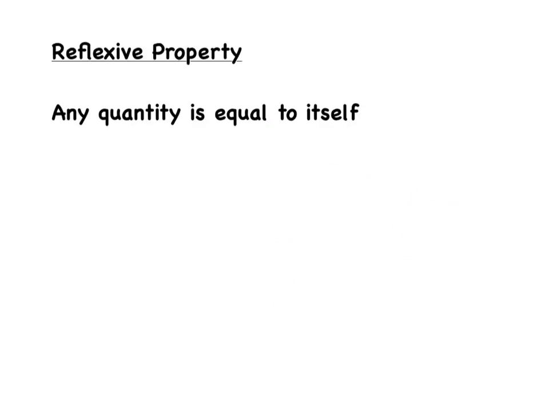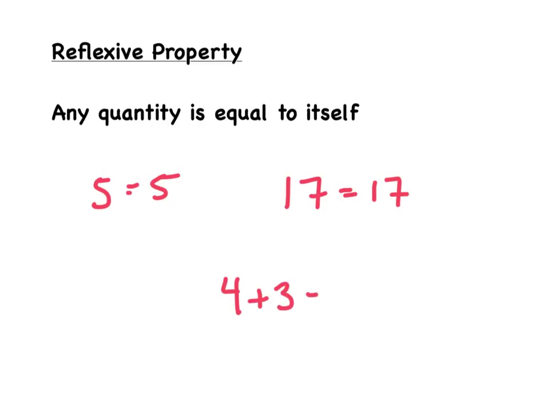Alright, the reflexive property is pretty simple. Any quantity is equal to itself. For example, 5 is equal to 5. 17 is equal to 17. 4 plus 3 is equal to 4 plus 3. The reflexive property basically means the number is equal to itself.